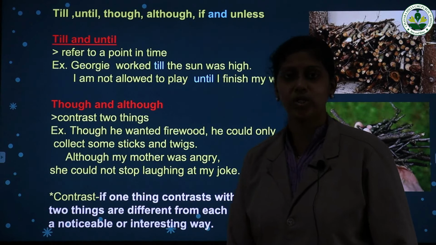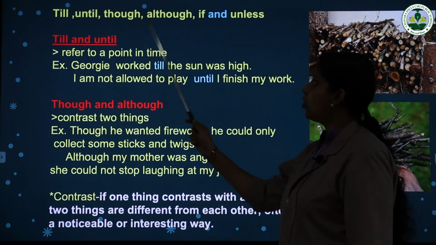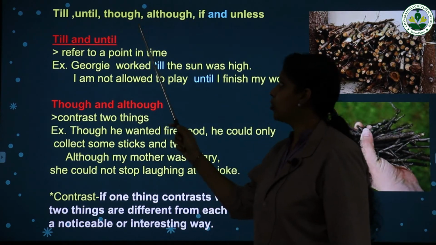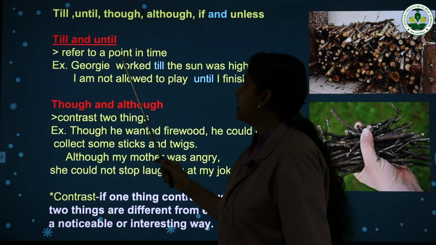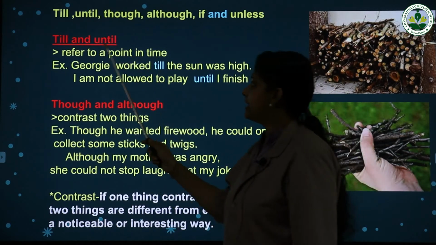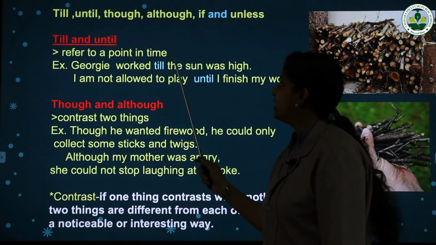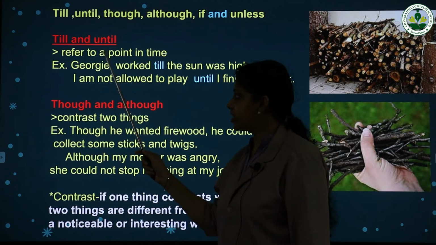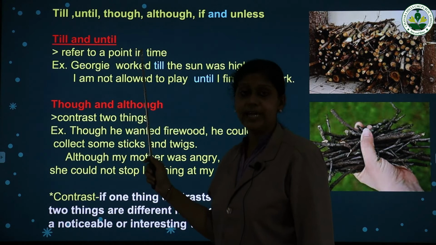Now let us check. Today we are going to discuss the conjunctions till, until, though, although, if, and unless. This is our topic. First we are going to discuss till and until. Till and until refer to a point in time. We can use these conjunctions to refer to a point in time.